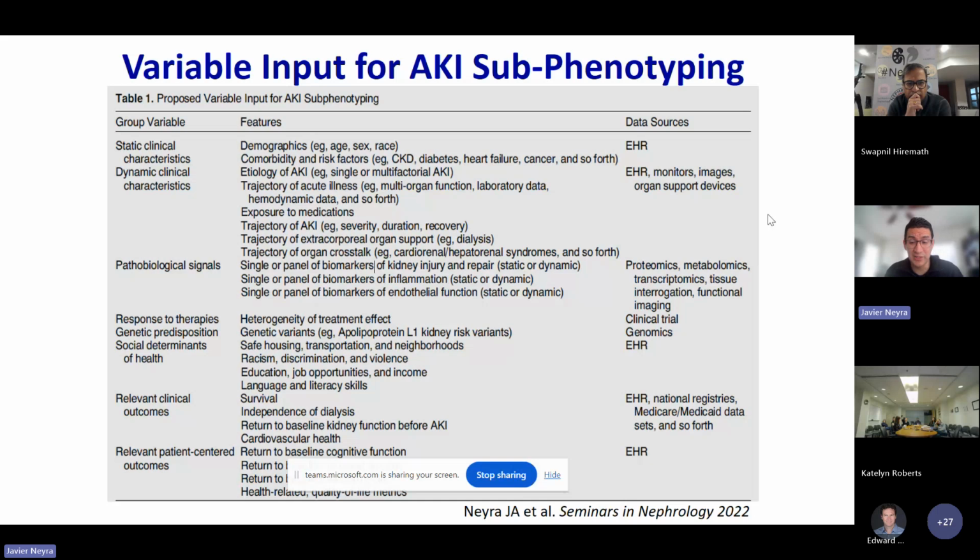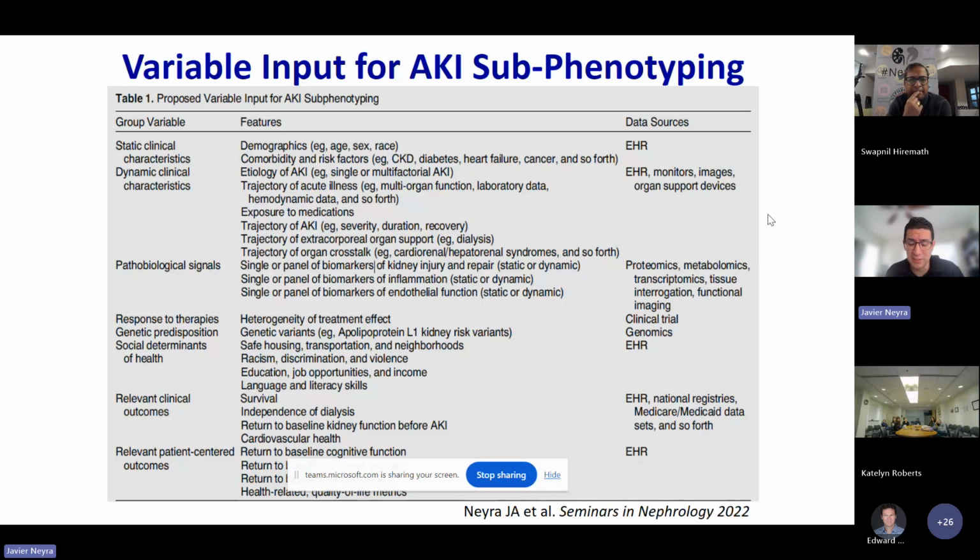response to treatment. And then don't forget the bottom of this slide, that is the genetic predisposition of the patients when we start incorporating more genetic variants into our day-to-day practice. Social determinants of health are very important for kidney disease, have not been very well studied in AKI, but now there are studies coming suggesting that these are important factors to consider in the subphenotyping of these patients.